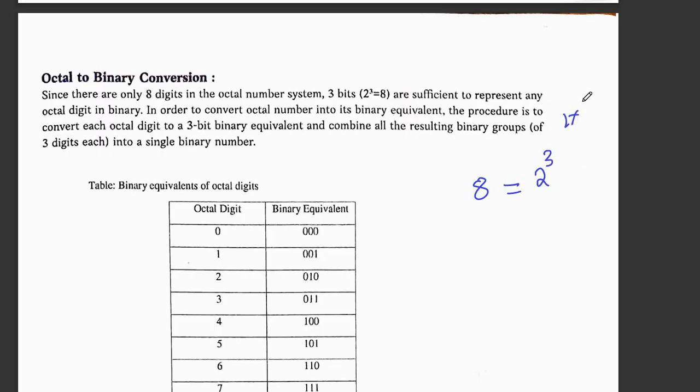2 into 2 equal to 4, 4 into 2 equal to 8, right? 2 to the power 3. That means only 3 bits will be required to represent any octal number. Okay? So remember this.